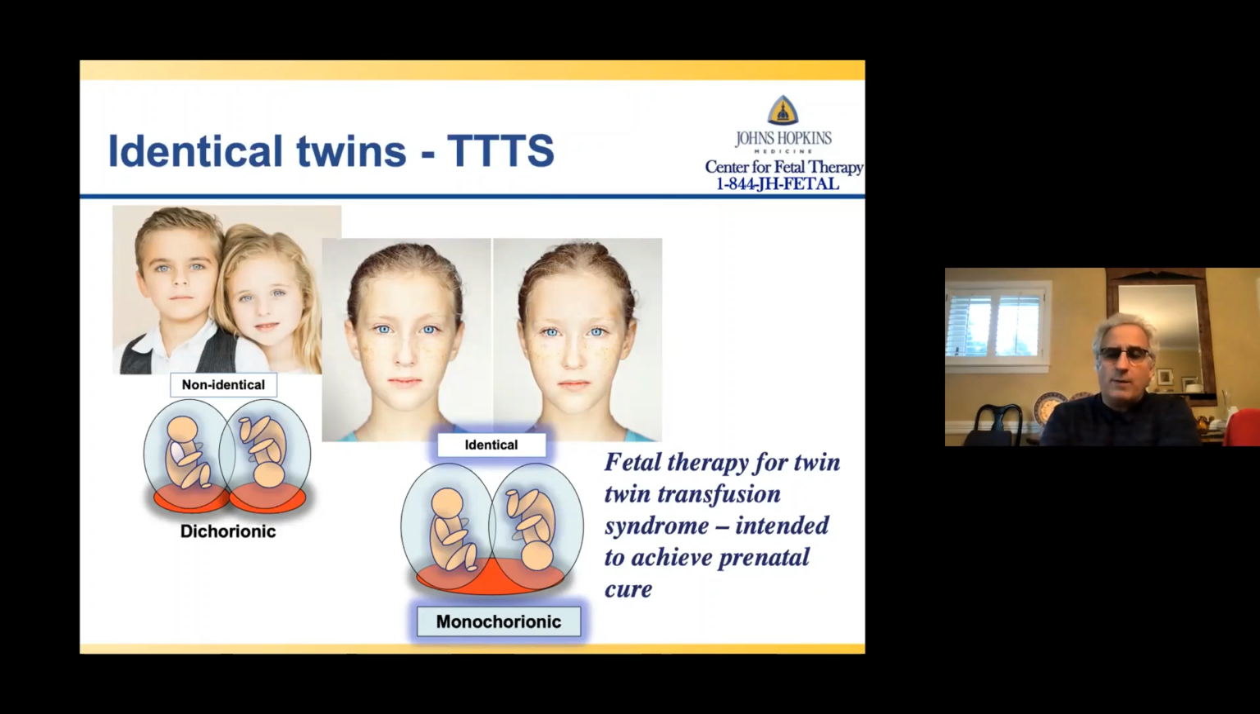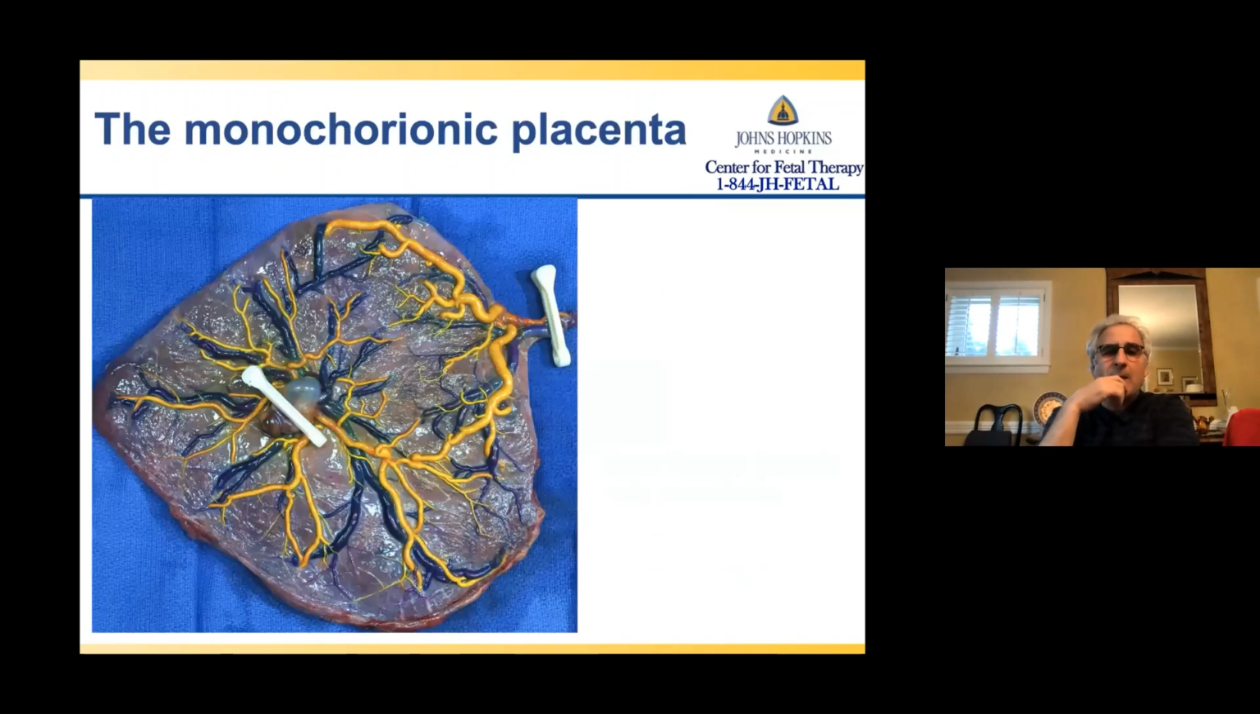Now I want to switch over to twin-twin transfusion syndrome. This is a placenta in an identical twin pregnancy. Here you have the cord insertion of one baby, and the cord insertion of the other baby.